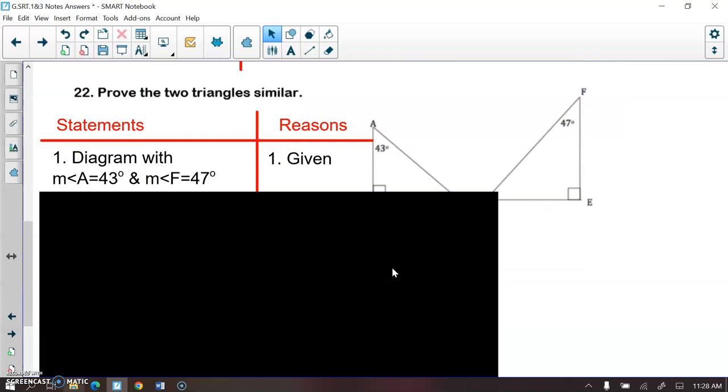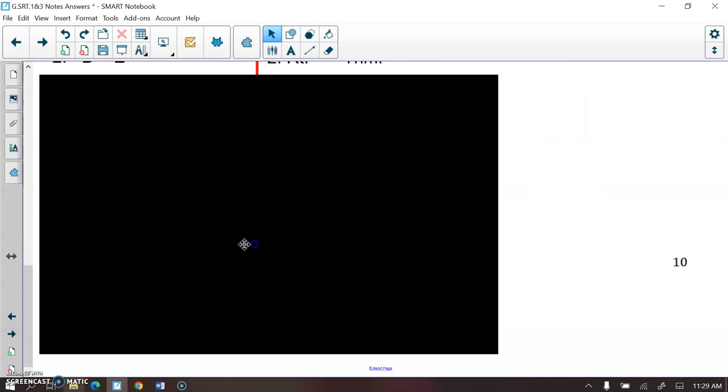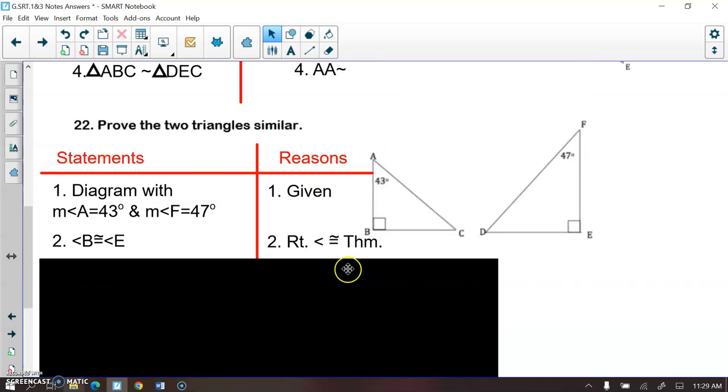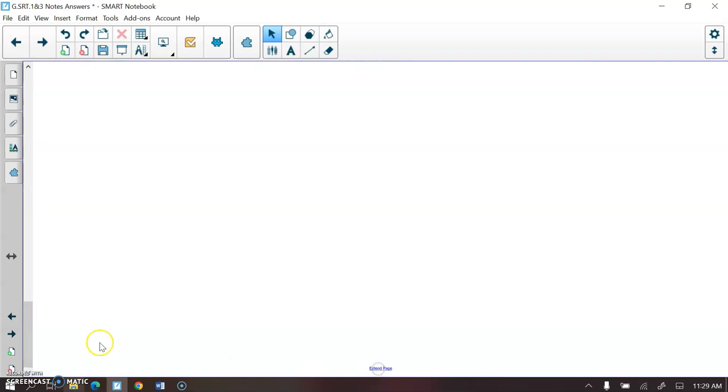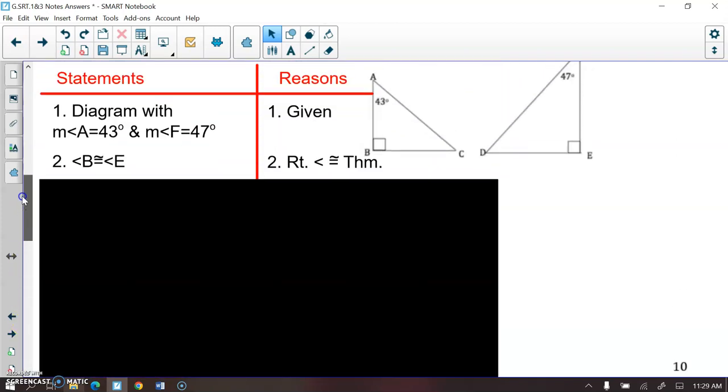And then the last one here, this is a bit of a longer proof. We need to prove two pairs of angles congruent, not equal. Right now, we're given the diagram with the measure of angle A being 43 degrees, the measure of angle F being 47, and angle B and angle E being right angles. So by the right angle congruence theorem, we can state that angle B and angle E are congruent. I'm going to real quick just extend my page so it doesn't keep jumping down.